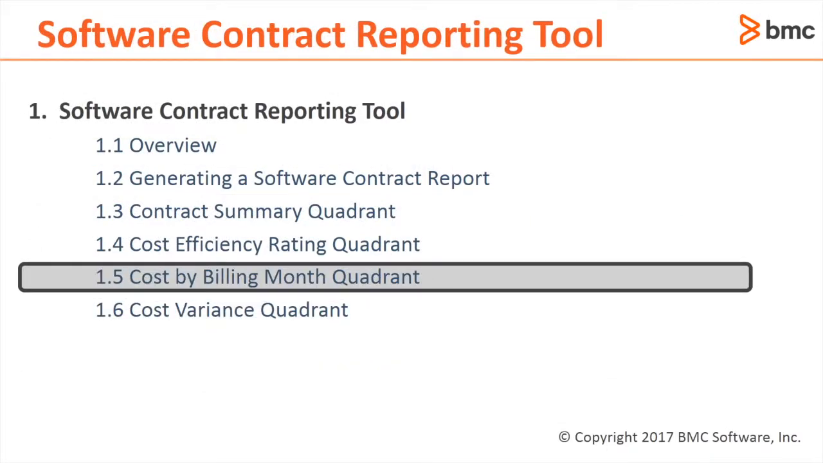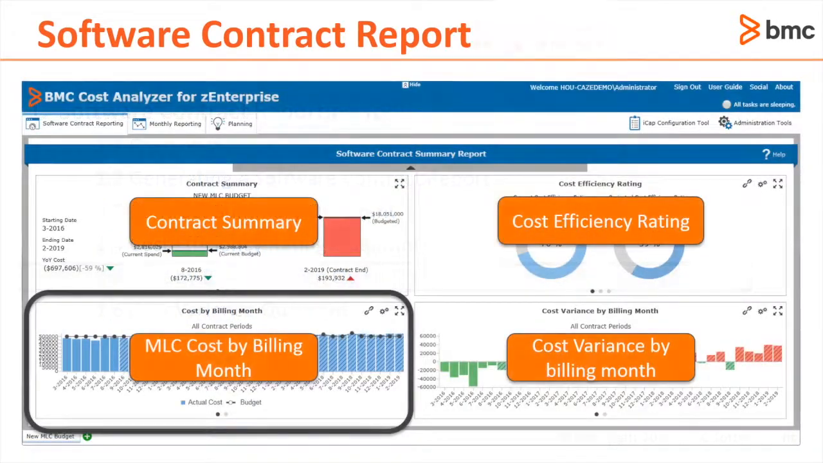The third quadrant we'll discuss is the cost by billing month. The MLC cost by billing month quadrant contains a bar chart that displays the actual costs and projected costs for each billing month of the contract. Additionally, a line at the top of the chart represents the budgeted costs for each billing month. The toggle dots of the quadrant provide you with the ability to toggle between the following chart views: MLC cost by billing month and the aggregated MLC cost by billing month.